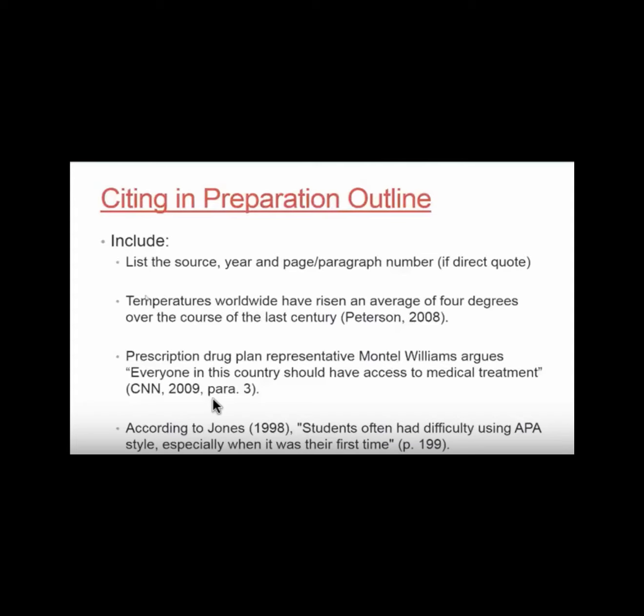So with the paragraphs, typically paragraphs are used on a web page. If you're scrolling through a web page, there's not usually page numbers. So in that instance, you have to just count down the paragraphs on that web page, and you indicate that with para, P-A-R-A. Here's another example where you can throw on the author and the year at the very beginning of the citation. So you could say Jones 1998, state the quote, and then put that page number at the end of the quotation.